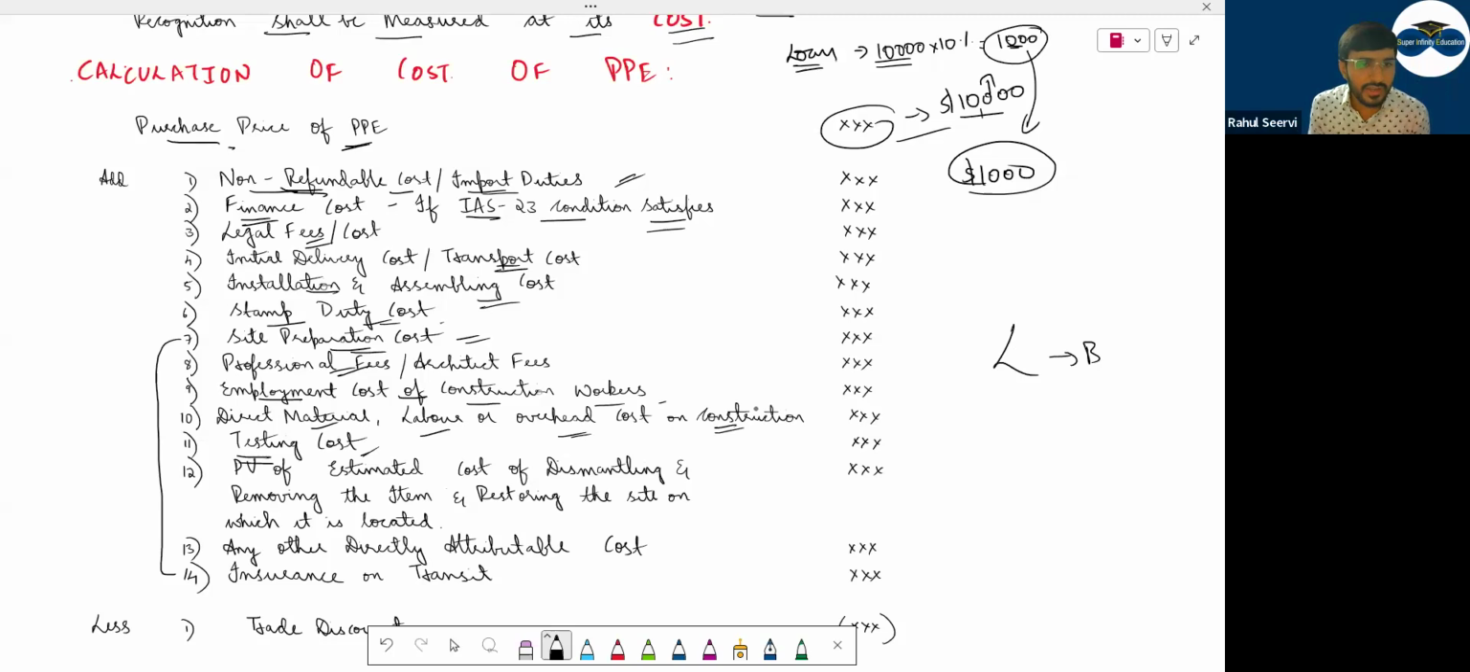Now coming to the next one, testing cost. See, these all things you will not find in any book. This I have written based on previous year papers. What can the examiner ask you maximum?